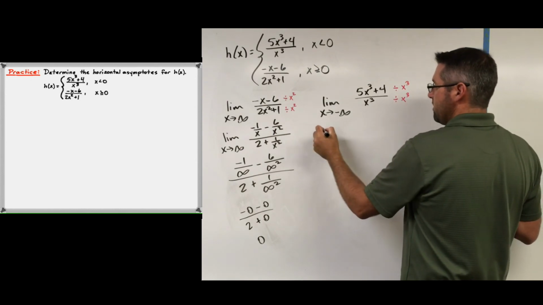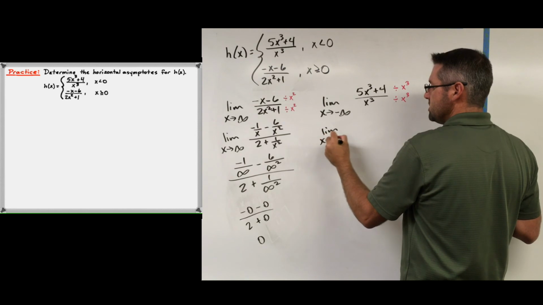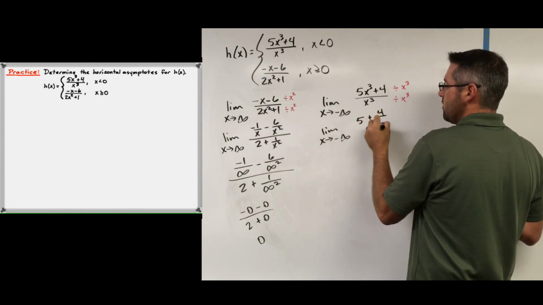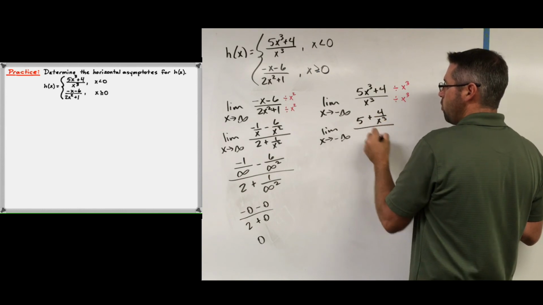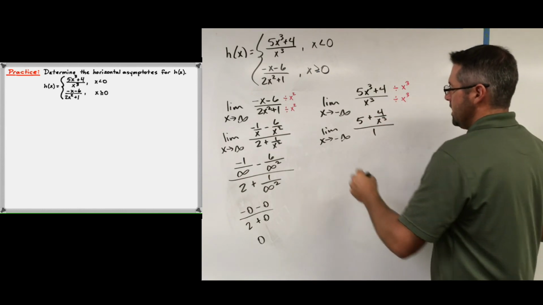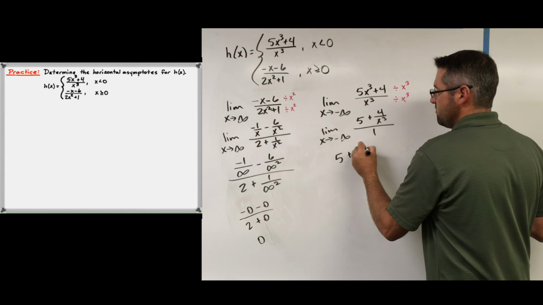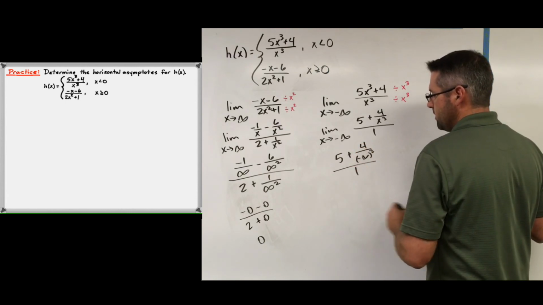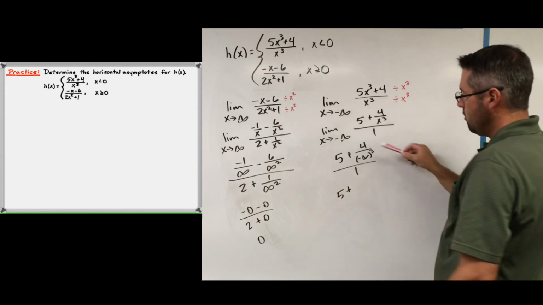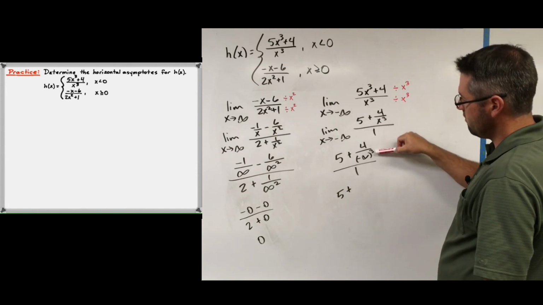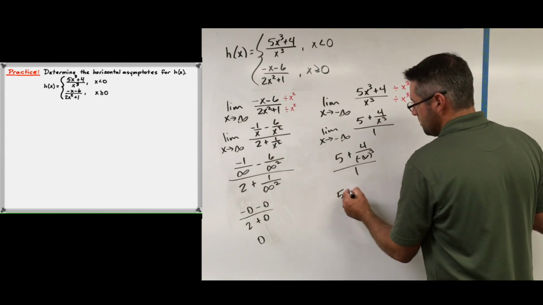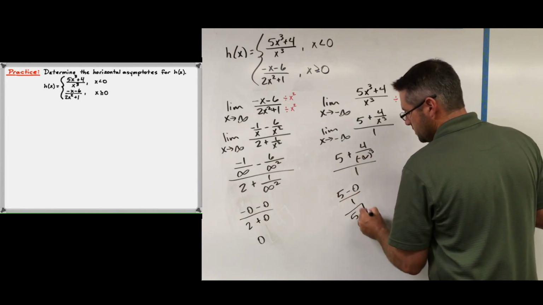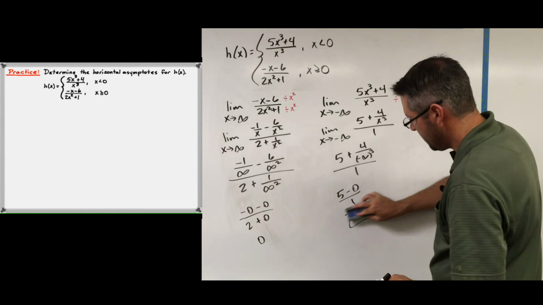So the highest power in this case is x cubed. And so we end up with the limit as x approaches negative infinity of 5 plus 4 over x cubed, all over 1. And then plugging that in, 5 plus 4 over negative infinity cubed, all over 1. So we get 5 plus, well, that's negative infinity, 4 over negative infinity is 0, so it'll be minus 0 because a positive divided by negative, all over 1. And so our answer is 5. Oops, I don't want to box that because that's not my final answer.